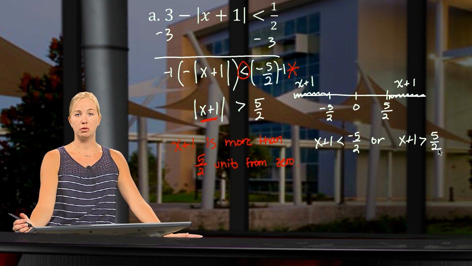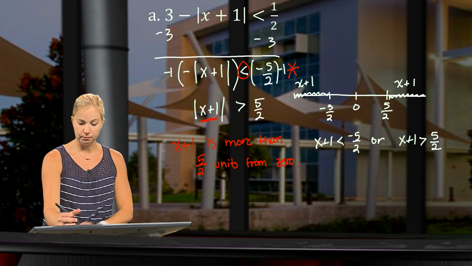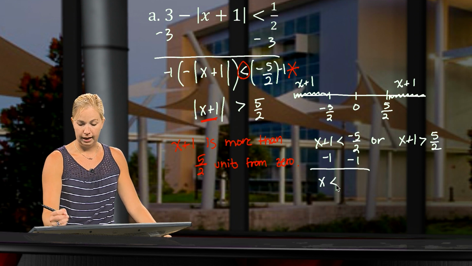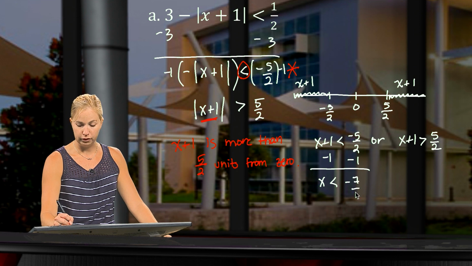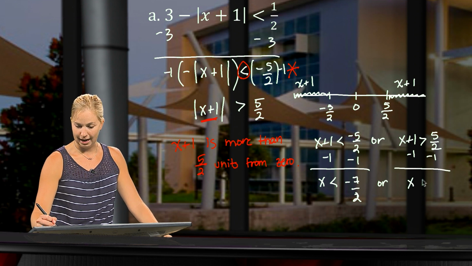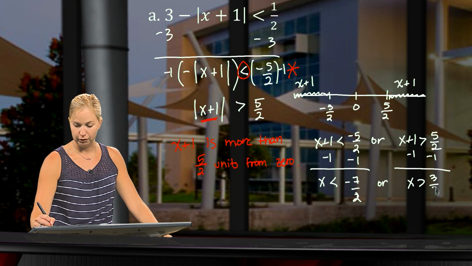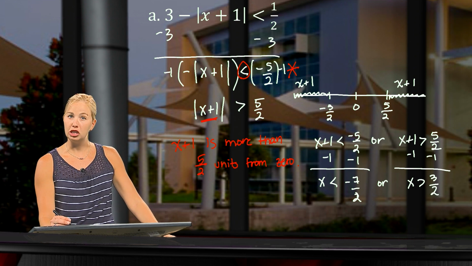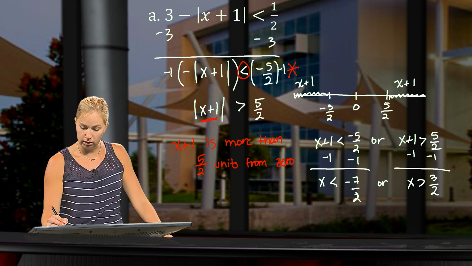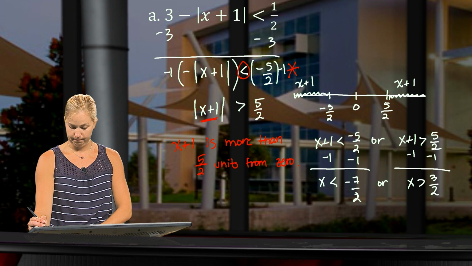And now we solve these two inequalities just like we did in our last lesson. Subtract 1 from both sides. x is less than negative 7/2, or x is greater than 3/2. And we can write this solution in interval notation as well. This is from -infinity to -7/2, union 3/2 to positive infinity.